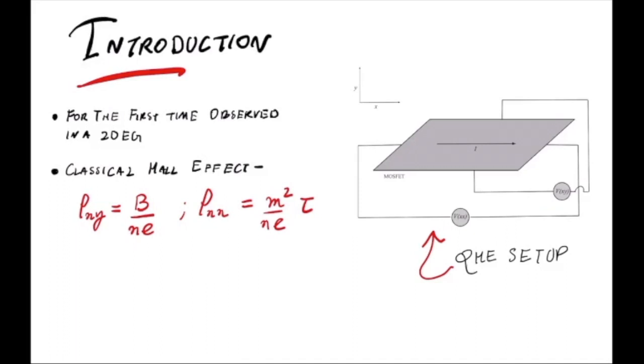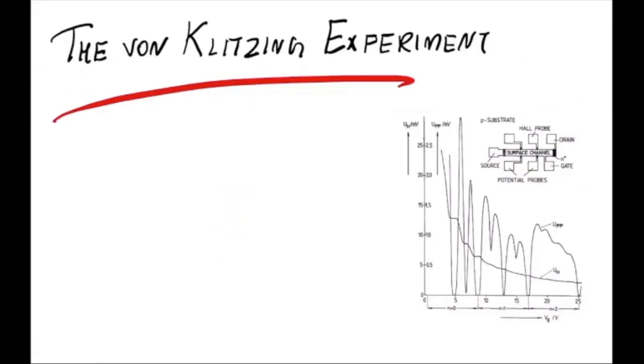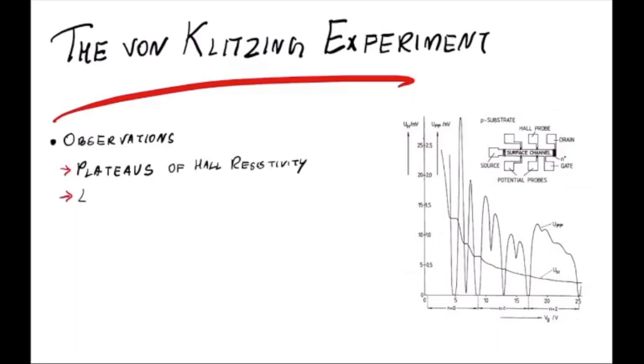For that, we explore two experiments that were done in the 1980s. The first experiment is the von Klitzing experiment. It was performed by von Klitzing, Dorda, and Pepper in the 1980s. They observed two different phenomena that we had never seen before in a two-dimensional electron gas. They observed, first of all, that the Hall resistivity is quantized.